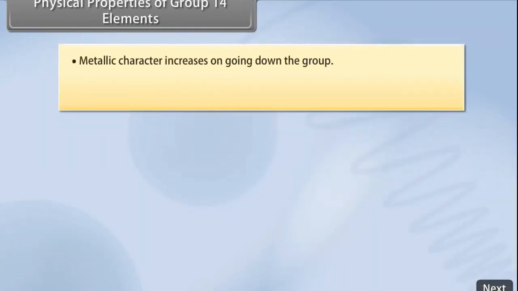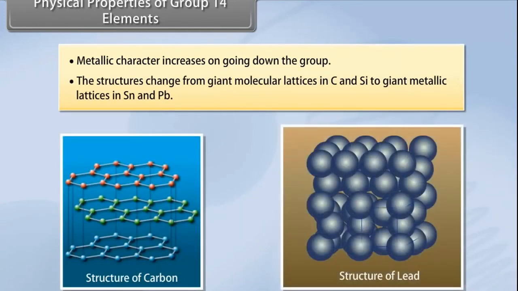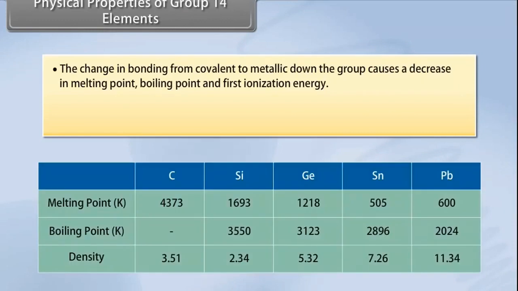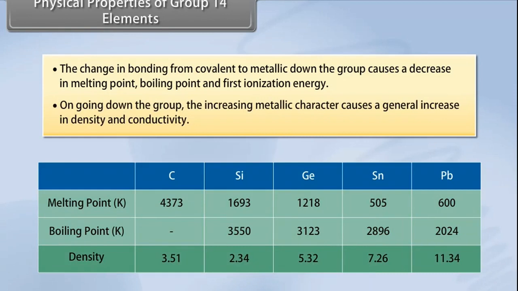Physical properties of group 14 elements. Metallic character increases on going down the group. These structures change from giant molecular lattices in carbon and silicon to giant metallic lattices in tin and lead. The change in bonding from covalent to metallic down the group causes a decrease in melting point, boiling point, and first ionization energy. On going down the group, the increasing metallic character causes a general increase in density and conductivity.